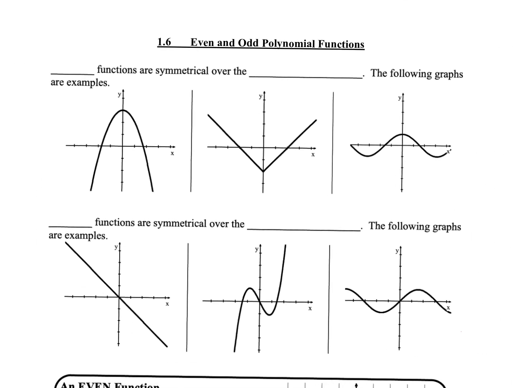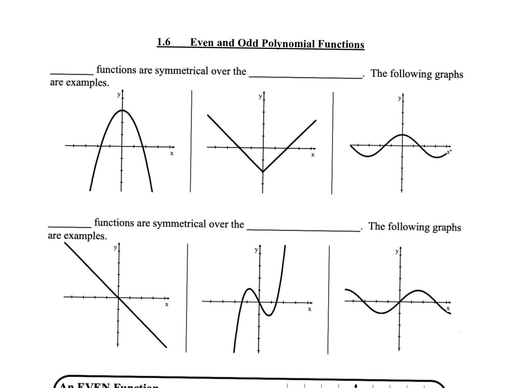So if we're talking about an even function or an odd function, so first thing, it says blank functions are symmetrical over the blank. The following graphs are examples. You guys, what would you say this graph is symmetrical over? What are we folding it over every single time? The y-axis. Perfect, you guys. We're going to throw a y-axis right here.